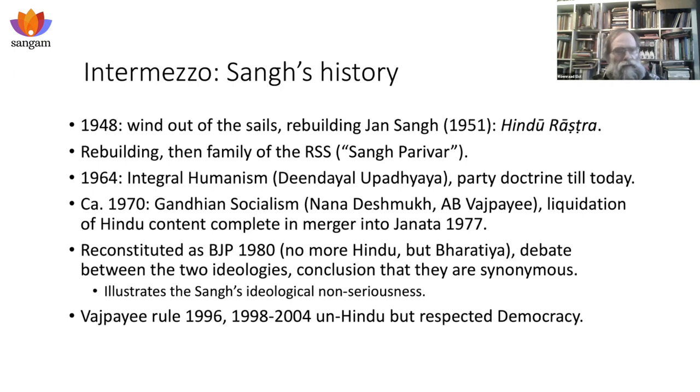Like in 1996, after 13 days of government, Vajpayee went through a vote of confidence in parliament. He lost with one vote. And you see, I don't know what Hitler would have done in those circumstances. But Vajpayee fully respected democracy. He abdicated. And ever since, you see, the BJP has won elections. He has never abolished elections, which is what a dictator would do.